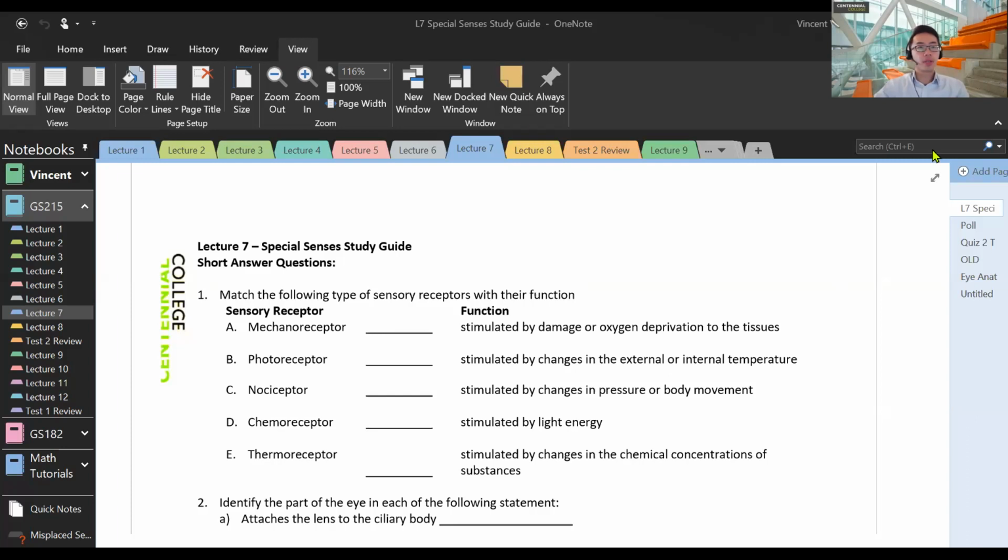Today we'll be doing special senses, which is lecture 7. And we will be focusing primarily on the eye as well as the ears. There is going to be some stuff here and there as well, but the primary focus is going to be the eyes and the ears. So let's get started.